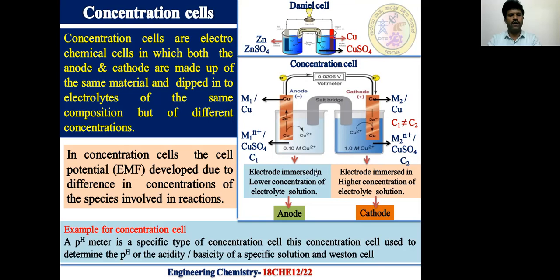An example for concentration cell is the pH meter, where the electrode potential is developed due to the difference in H+ ion concentration inside the electrode and outside the electrode, and it is used for determination of pH, or acidity or basicity, of the solution. Other examples we can consider are copper concentration cells, zinc concentration cells, and also another example, that is Weston cell.